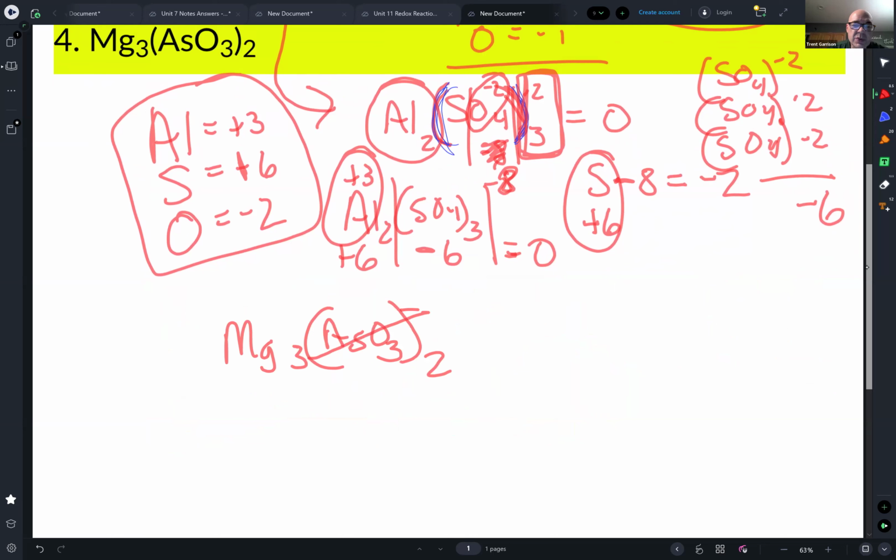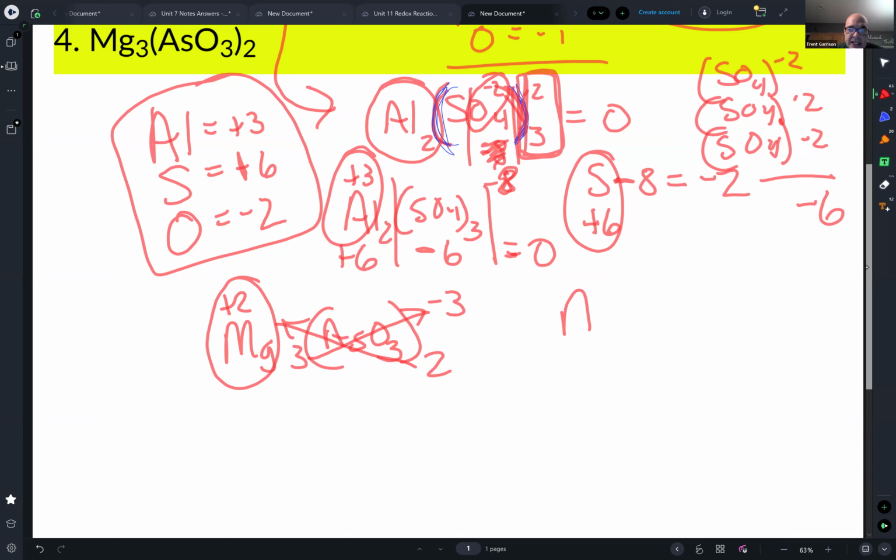So what we would do is we would flip these values backwards, and it would tell us verifiably that magnesium has a charge of +2. Now we already knew that because it's in the second column. So that's one of our answers we've already established just by using some principles that we previously knew from a different unit. We also have now that arsenate has a charge of -3.